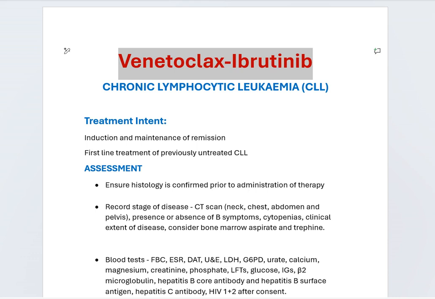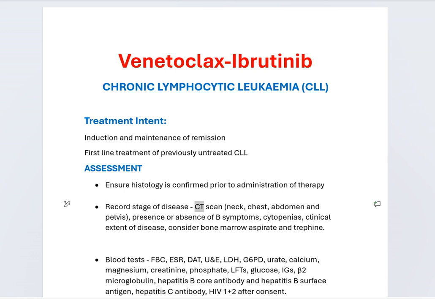Venetoclax and ibrutinib for chronic lymphocytic leukemia, CLL. Treatment intent: induction and maintenance of remission, as first-line treatment of previously untreated CLL. Assessment: ensure histology is confirmed prior to administration of therapy.